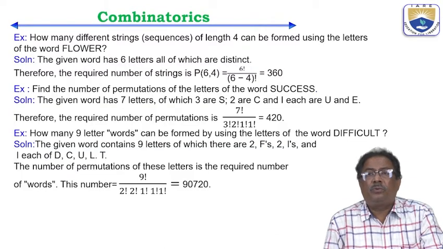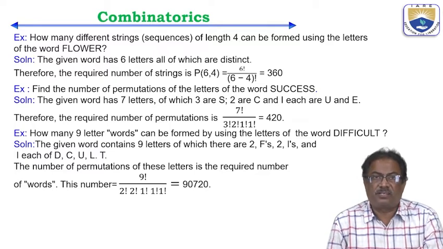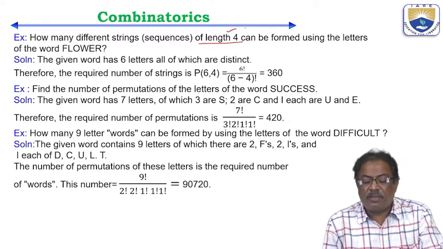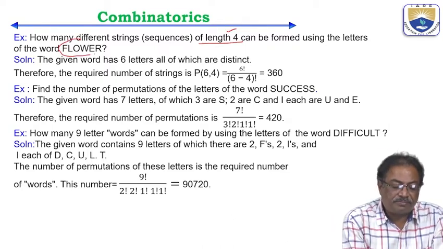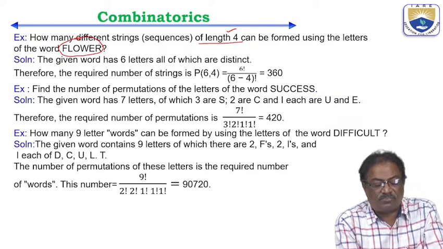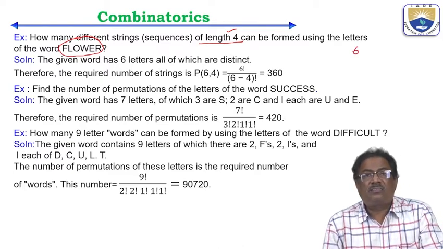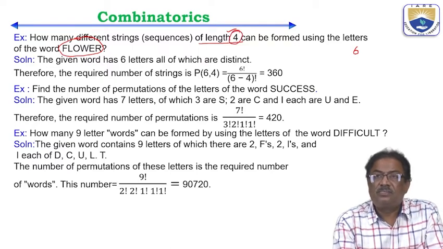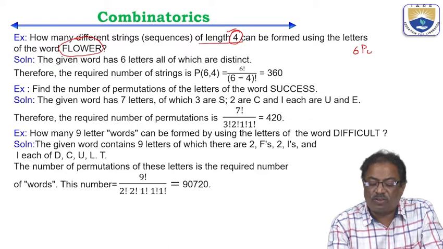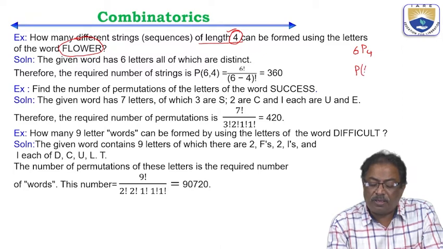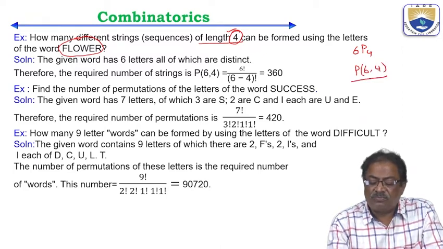So now we are going to discuss some examples based on this. How many different strings of length 4 can be formed from the letters of the word flower? Here flower consists of 6 letters, and all 6 letters are distinct. Out of 6 letters, we have to select 4 letters. That is nothing but 6P4 ways, or P of 6, 4.